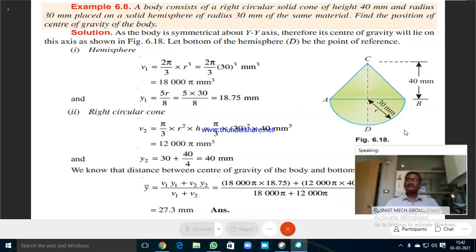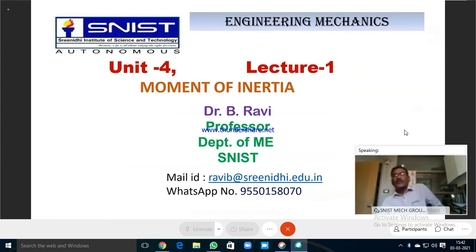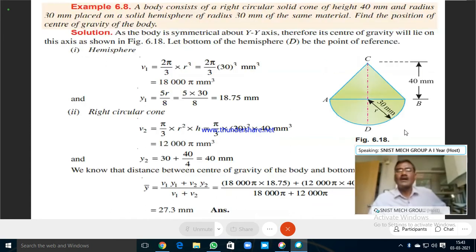Okay, yes. Unit 4, moment of inertia. The moment you look at this title of the unit, as you know, you'll come across with two types of moment of inertia, that is area moment of inertia and mass moment of inertia.